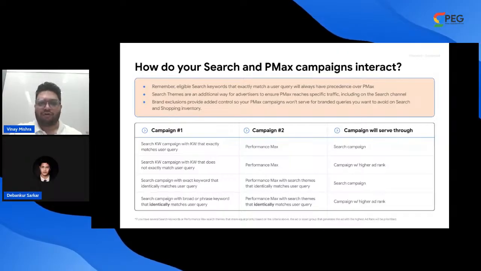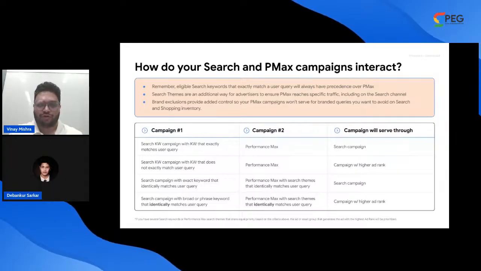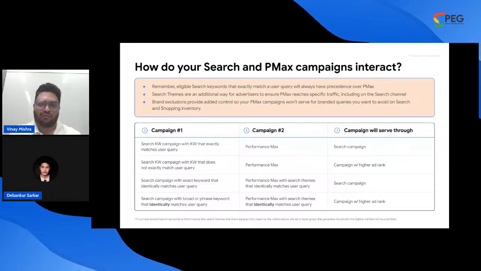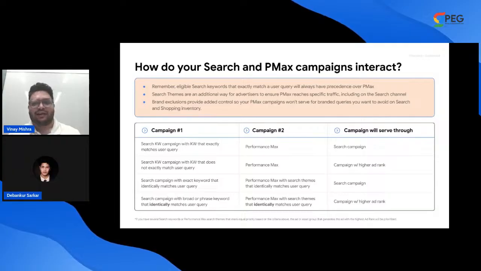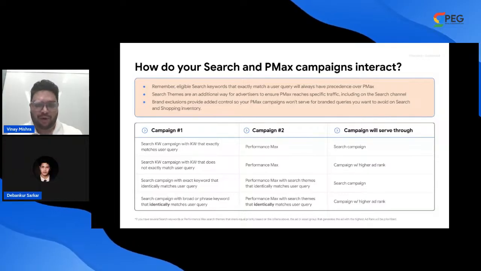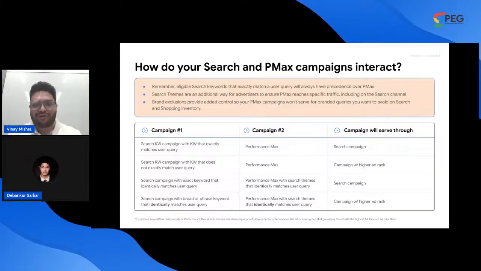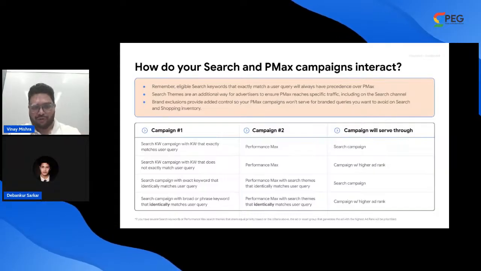Then you have your search campaign keyword, and the keyword does not exactly match the user query. So whatever the user is searching does not exactly match the keyword that you have in your search campaign, and you also have a Performance Max campaign. In this case, the campaign with the higher ad rank will participate in the auction. And then you have your search campaign with an exact keyword that identically matches the user query, right?